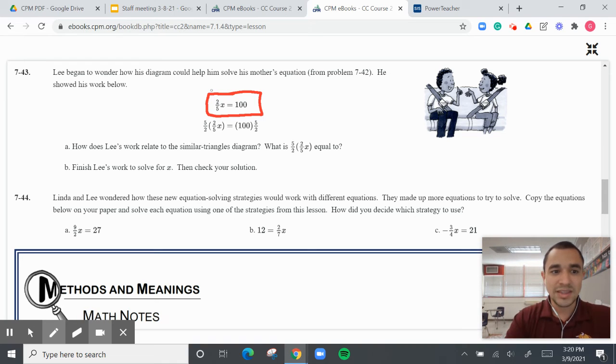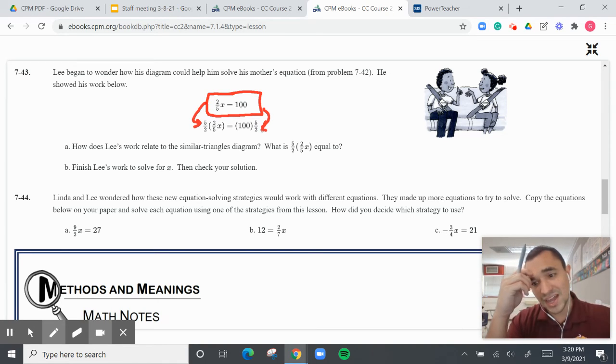Now, what did they do here? Well, they did something here, and they multiplied both sides by 5 halves. Why would they do that? Well, let's take a look at this. How does Lee's work relate to the similar triangles diagram?